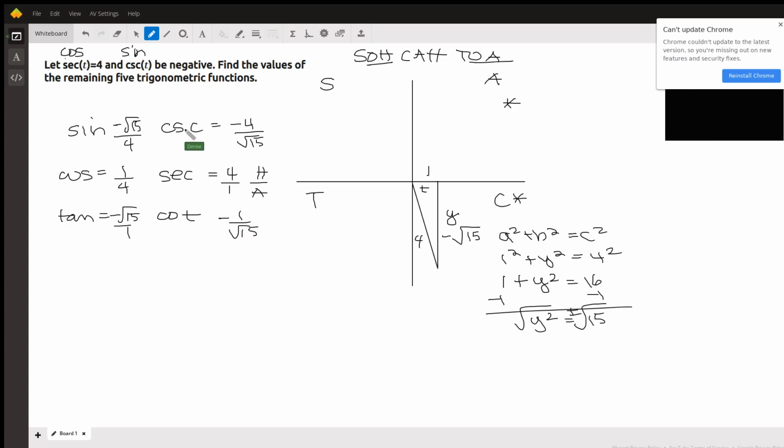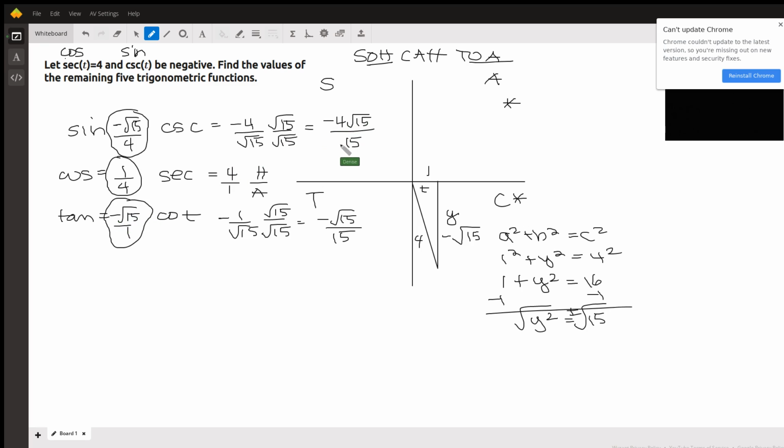And a lot of times we don't want to have a radical in the denominator, so we may be asked to rationalize this. We can multiply by radical 15 over 15 to do that. So that gives us negative 4 radical 15 over 15. If we rationalize this one, this will be negative radical 15 over 15 for our final answer there. Let's just circle all these to make sure it's clear what our final answers are. That was the given one. And that's the solution.